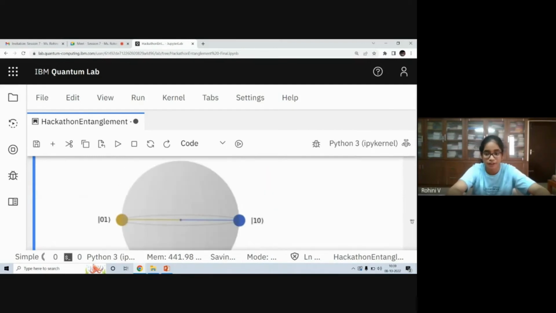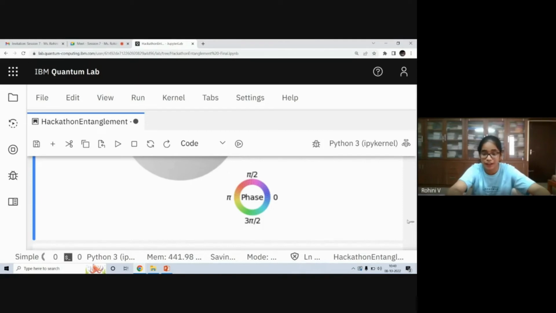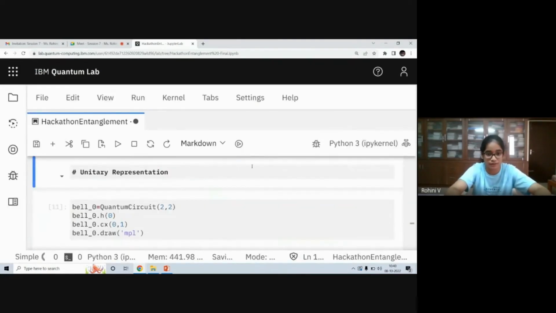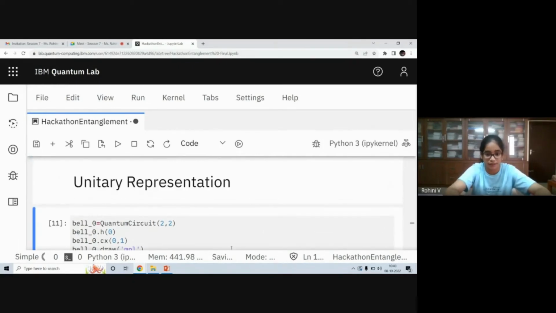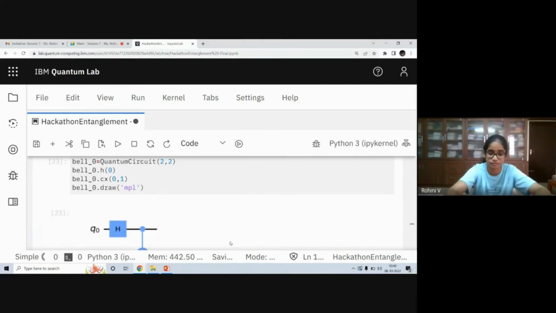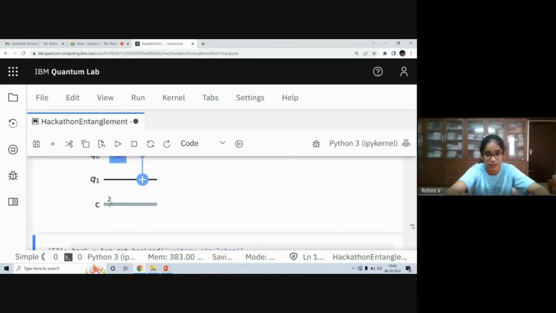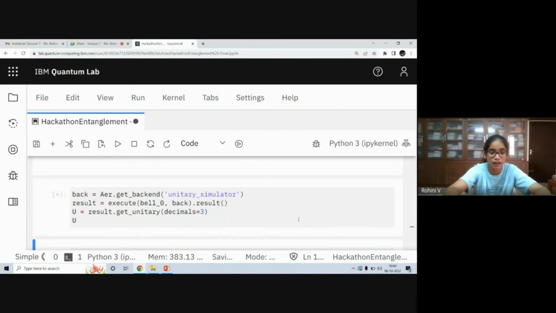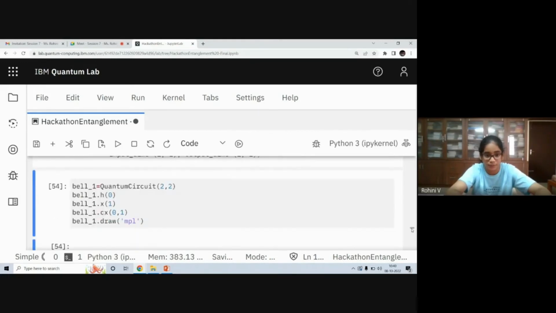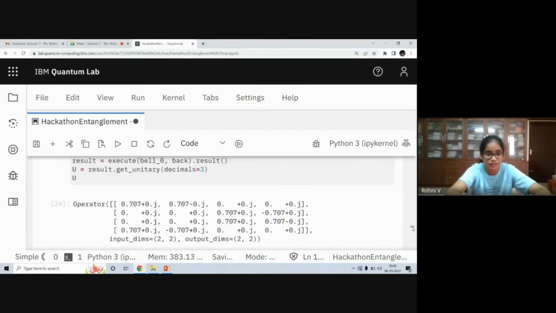Next, moving on to something more mathematical and very important for the exams and for calculations: the unitary representation. Again, we create the Bell states. The result of the unitary representation is very important. You will need it for more and more calculations, and they might ask you directly what the representation was. This is the unitary representation of the first Bell state.